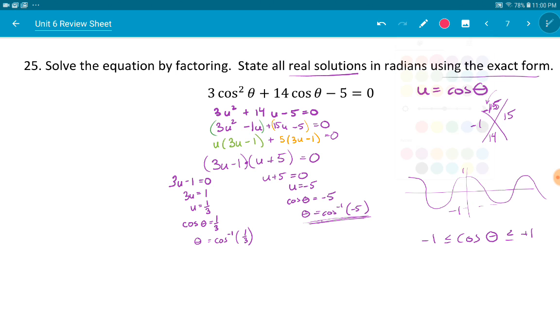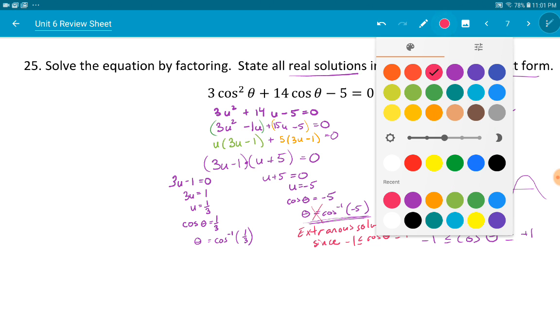So this is an extraneous solution, since cosine is between negative 1 and positive 1. So that's out.